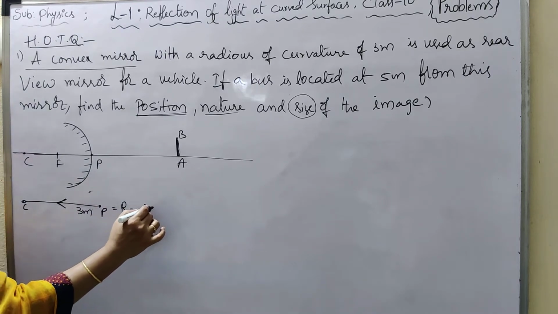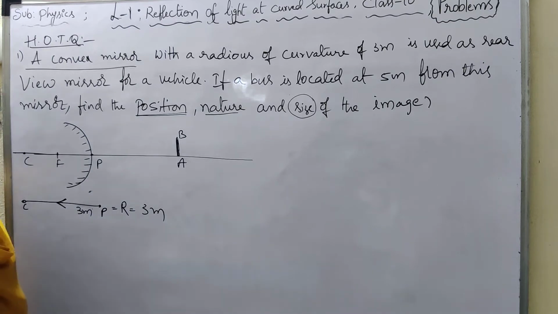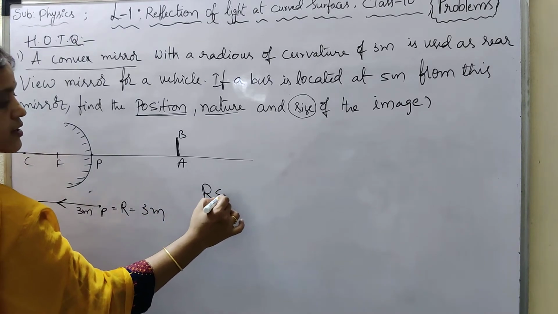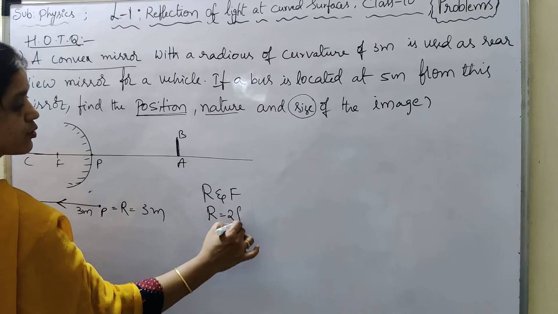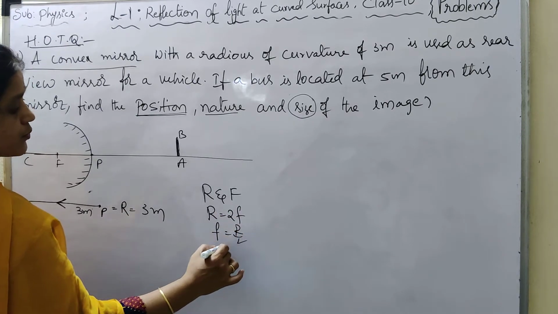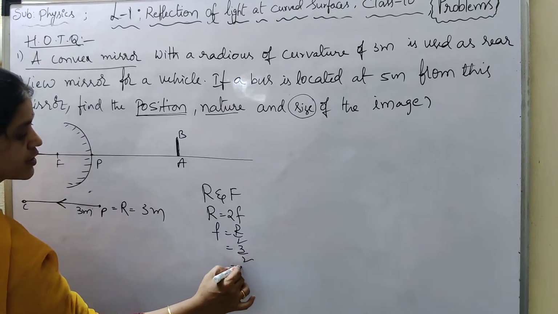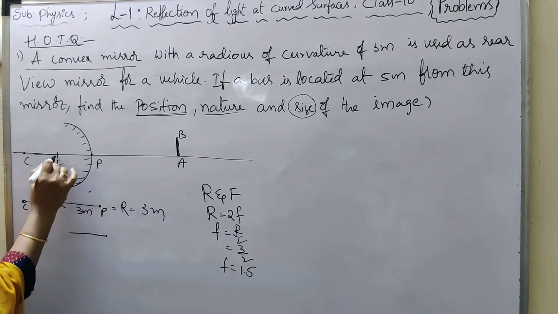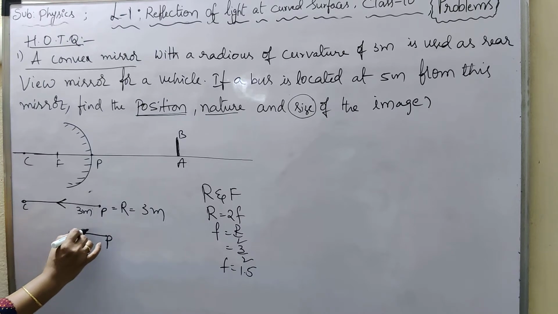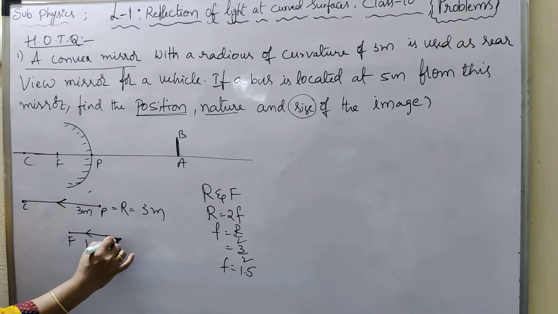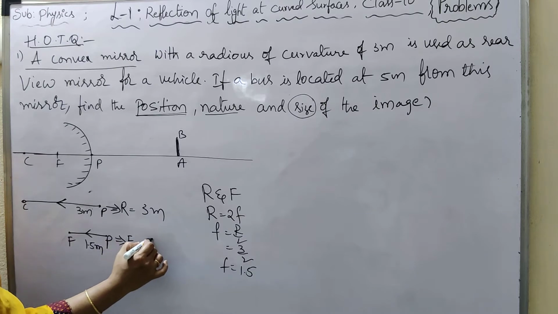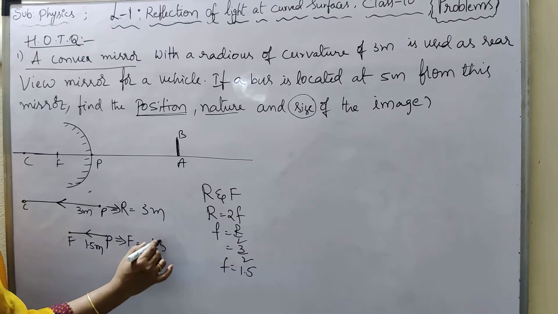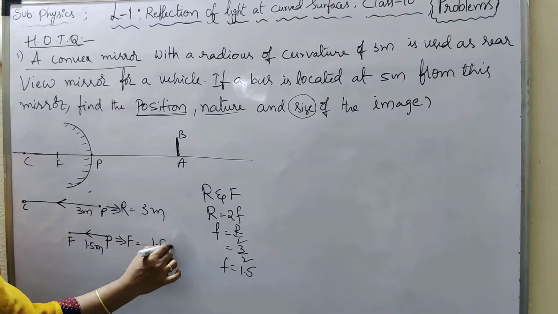So P to C is known as radius. If radius is given 3 meters, then you can easily find out the focus. Focus is always half of the radius, because there is a relation between radius and the focal length. R is equals to 2F. F is equals to R by 2. Then R is how much? 3. 3 by 2. Then you will get 1.5 meters. So from P to F, this becomes 1.5 meters. Then I will write here the values. Don't take signs. F is 1.5 meters.